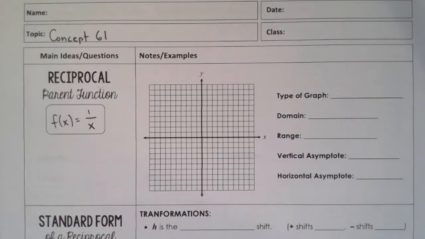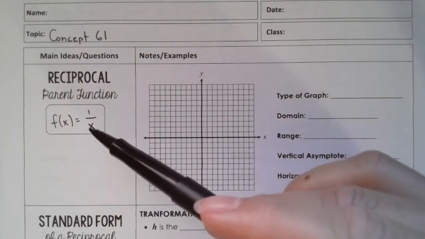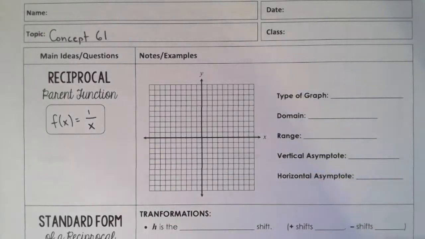Okay guys, this is concept 61, graphing reciprocal parent functions. So what is a reciprocal function? Well, just taking a linear function f of x is equal to x, if you take the reciprocal you're going to get 1 over x. That's it. Okay, that's the parent function.